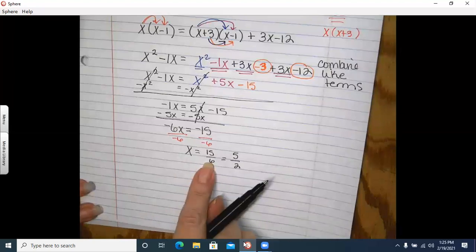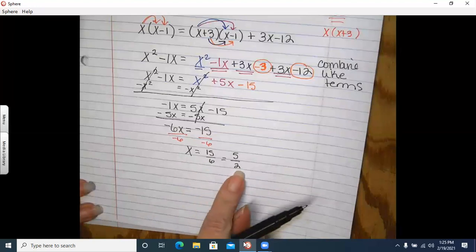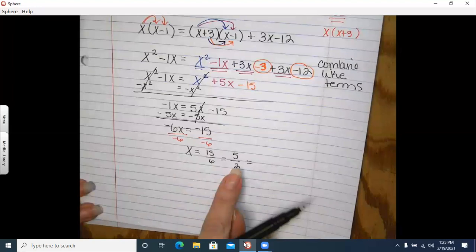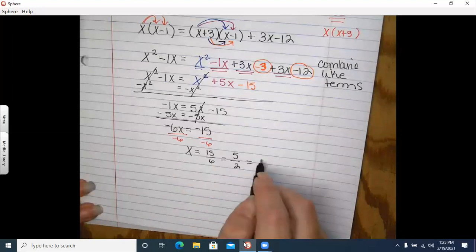So I prefer either 5/2 or a mixed number. 2 goes into 5 how many whole times? How many is left over? One over 2. Or in decimal form, what would that be? 2.5. You get to that point, I will be so happy.